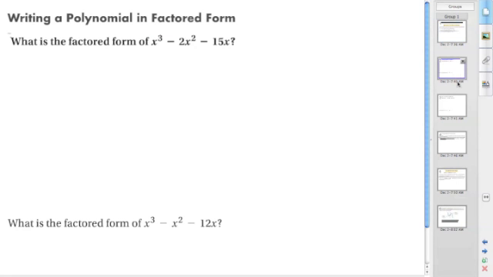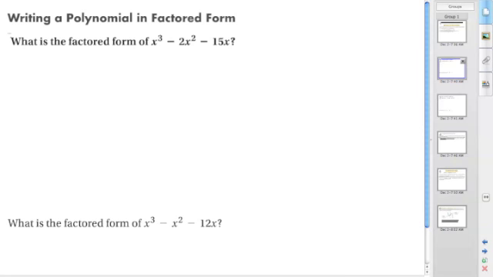So, writing a polynomial in factored form. We've already done this with quadratics in the last chapter. So here we're going to deal with polynomials. We're going to deal with x to the third, x to the fourth, and still factor and still solve. So we just have to take an extra step and remember that when you factor, take out your GCF first.